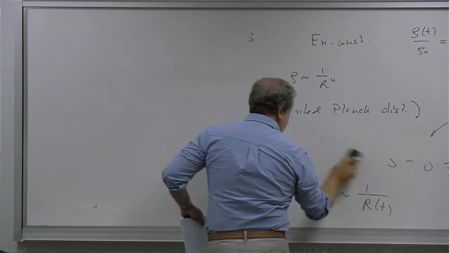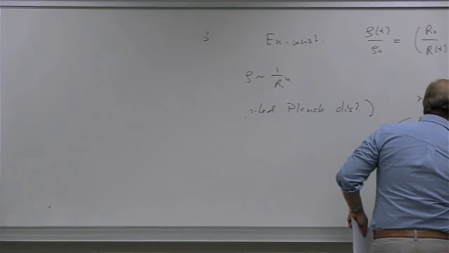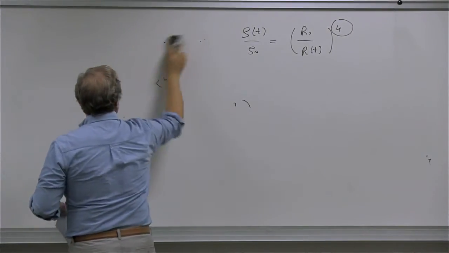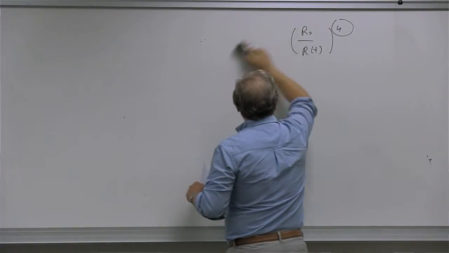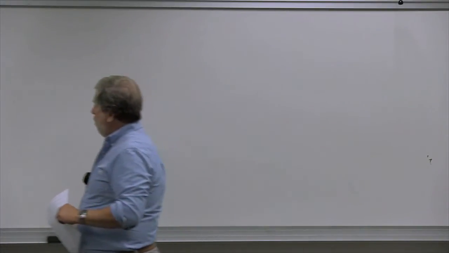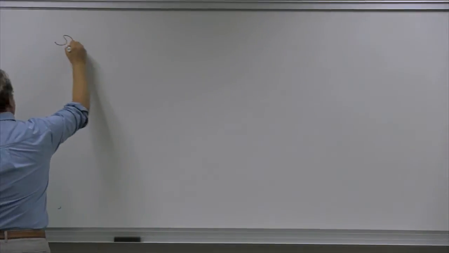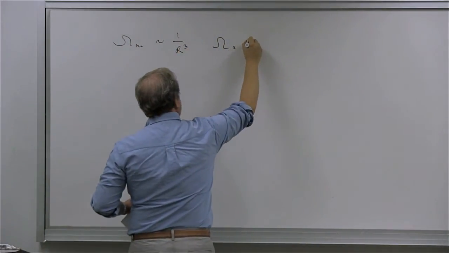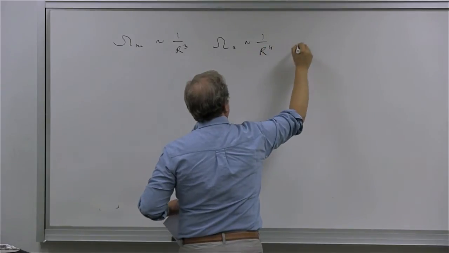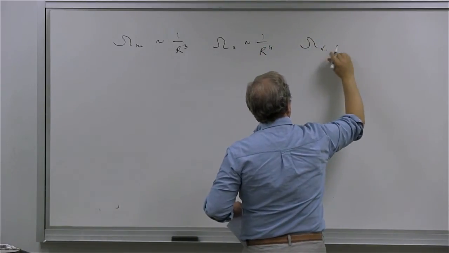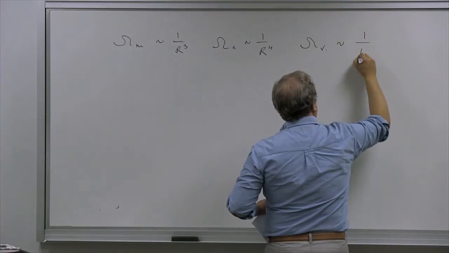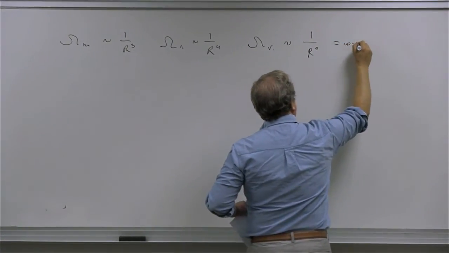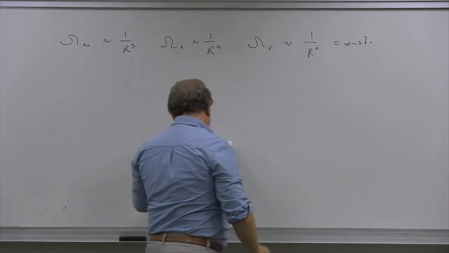So the other thing we know is that they behave differently as a function of the scale factor. From what we discussed previously, we do know that omega m goes like 1 over r cubed, that omega radiation goes like 1 over r to the 4th, and that omega vacuum goes like 1 over r to the naught, which is a constant. So they behave very differently.